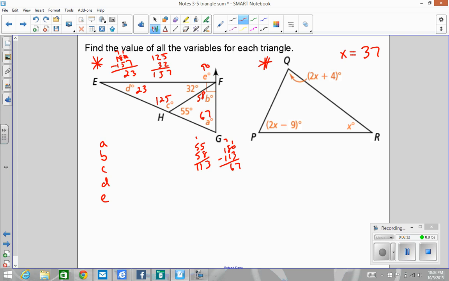So that takes care of all angles. So this is 67, this is 58, C is 125, D is 23 degrees, and E is 90 degrees. It's like a little puzzle, so make sure you have your work there, showing all your steps, and show the work that you use to find those angles.